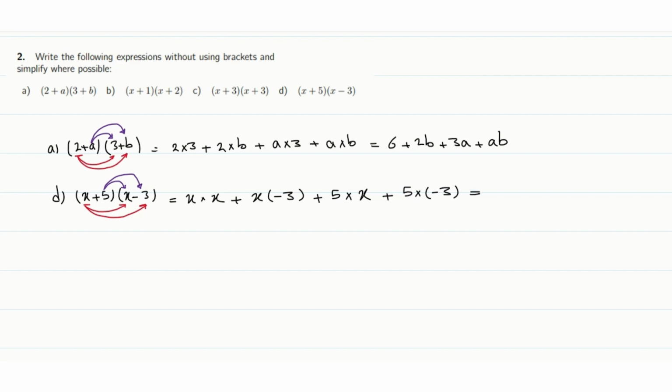So x times x would be equal to x to the power of 2, and x times minus 3 would be minus 3x. The third one, 5 times x, would be 5x. And the last term, which is a constant in here, would be 5 times minus 3, which would be equal to minus 15. And we take away 3x from 5x, which would be equal to 2x. So we have x to the power of 2 plus 2x minus 15.